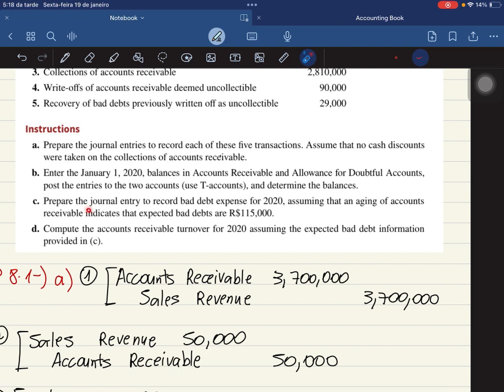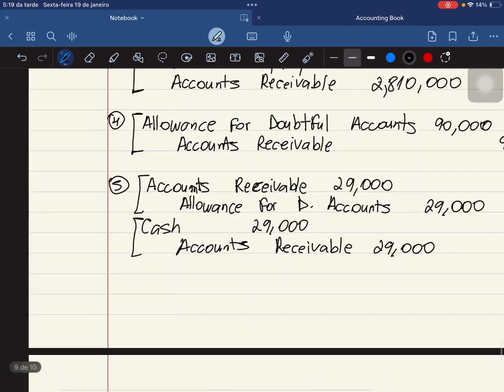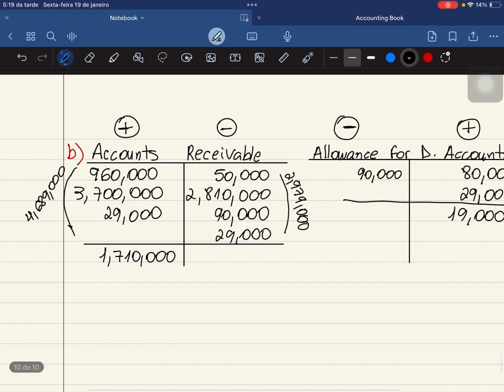C, prepare the journal entry to record bad debt expense for 2020, assuming that the aging of accounts receivable indicates that expected bad debts are 115,000 reais. Okay, every time you see record expected bad debt expense, they are talking about this account here. And even though we just did this, I really recommend you to do it again, like to also have a new allowance for doubtful account T account over here, because you might get confused if you want to enter some numbers here, and you have to have this as an answer anyway, so you just have to make another one.